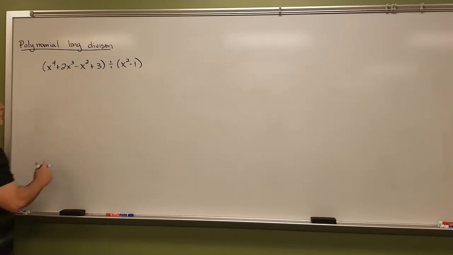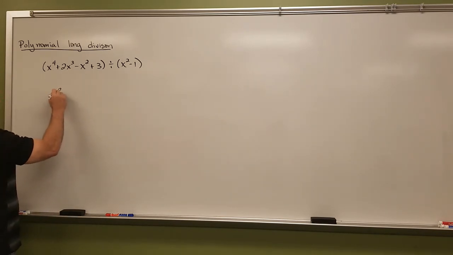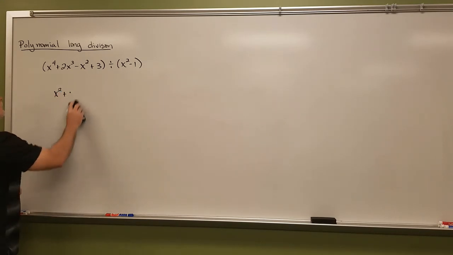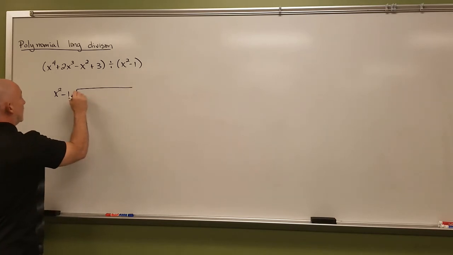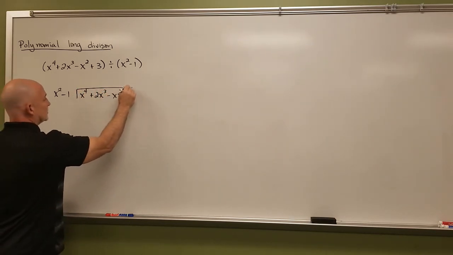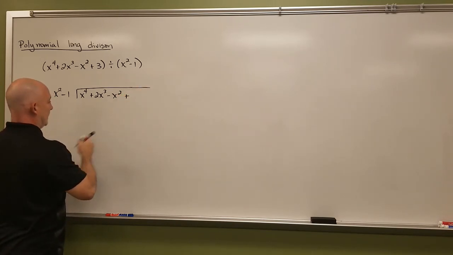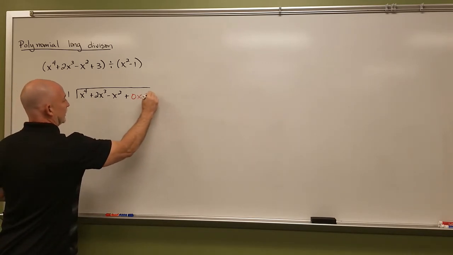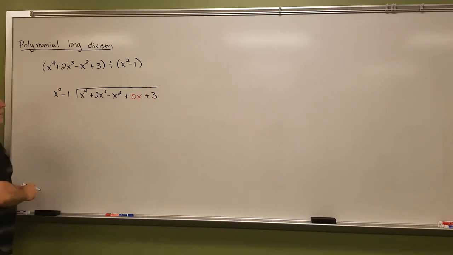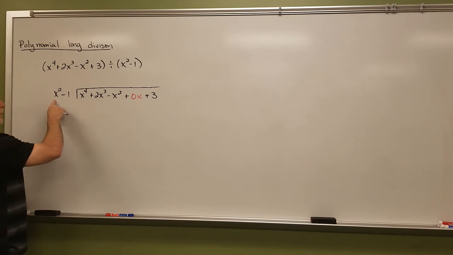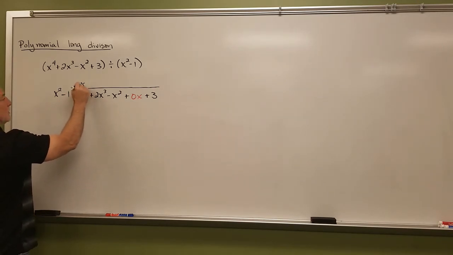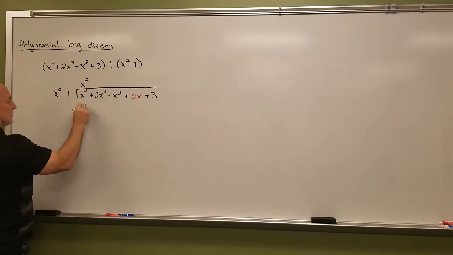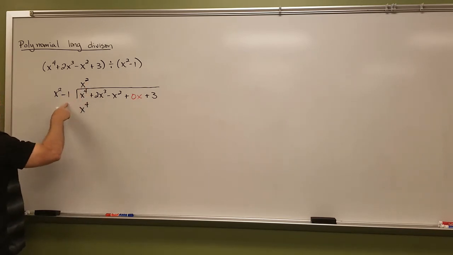All right, so let's see how we did. x squared minus 1 into, I have x to the 4th plus 2x cubed minus x squared plus, well, I don't have any x's, so no x, plus 3. All right, so what do I have to multiply x squared by to be x to the 4th? That would be x squared, and we distribute, so that gives me x to the 4th minus x squared.